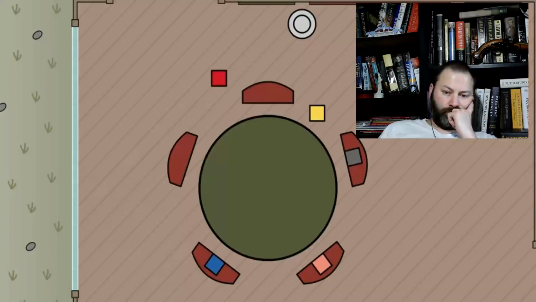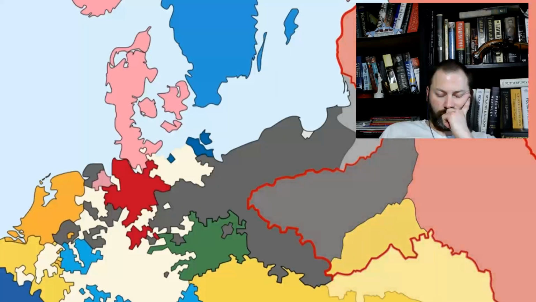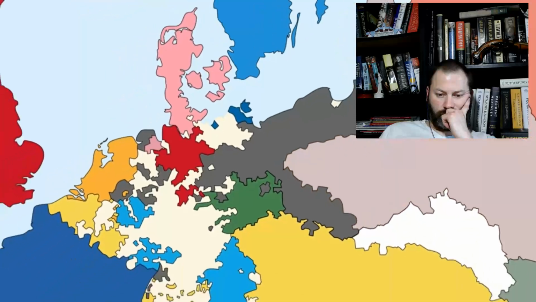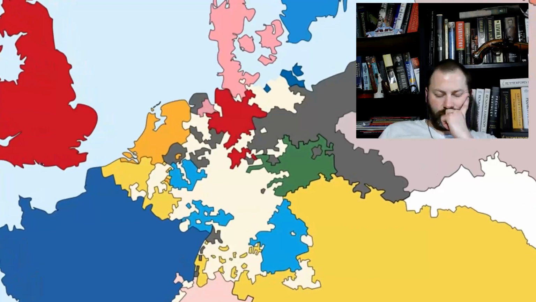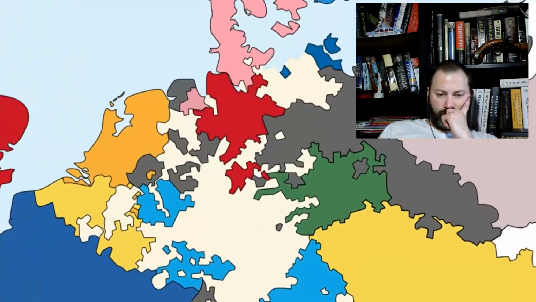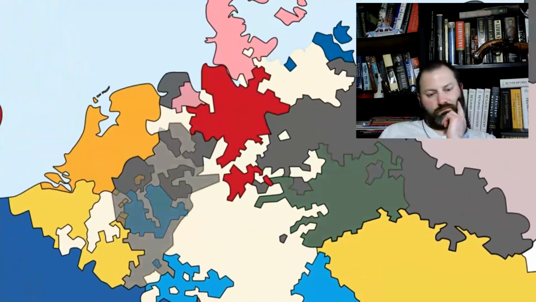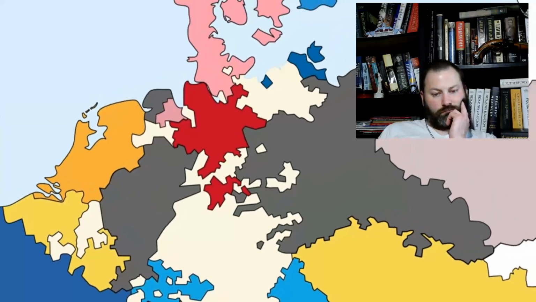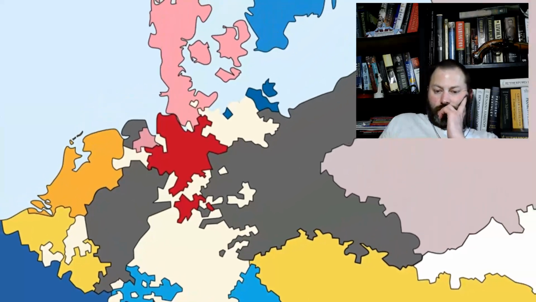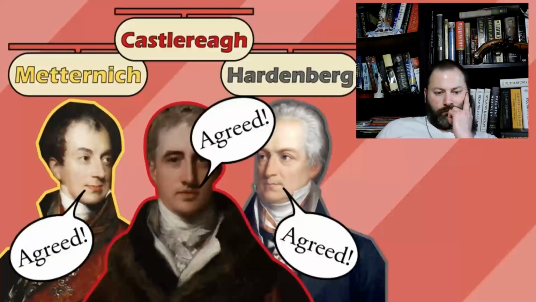Castlereagh and Metternich pulled Hardenberg aside and came to a preliminary agreement over Poland. Prussia would give up its Polish-speaking provinces, but Castlereagh and Metternich promised to compensate for this with German-speaking provinces in Central Europe. The three of them came to a handshake agreement that Prussia would receive Saxony, along with several German cities to the west. Under this framework, Prussia's population would increase by 6%, and Poland would remain independent. All three were happy with this.